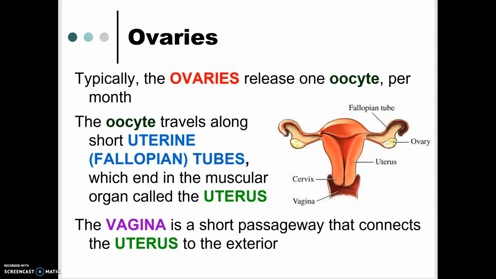That egg will travel from the ovaries. It'll be collected into the fallopian tubes, and it'll move down into a structure called the uterus. The uterus is a super dynamic structure, and we'll talk about that in a couple of seconds. Finally, the vagina is a short passageway that connects the uterus to the exterior of the body.